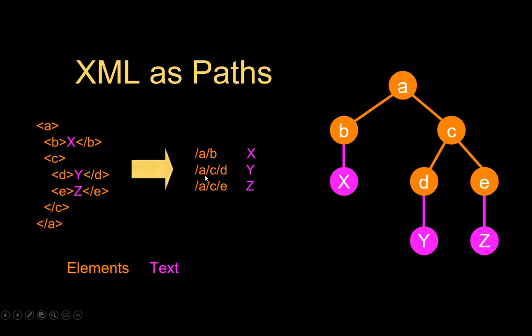The other path is going to be A, C, D. So A, C, D would lead to Y. So that's why we have Y here. And the last one is going to be A, C, E, which is going to be this direction, which would lead to a letter Z. So this is another representation of the XML document.